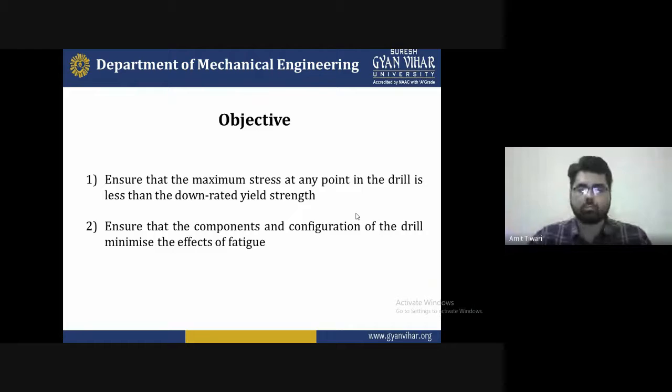The objective of the lecture is to ensure that the maximum stress at any point in the drill is less than the yield strength, and to ensure that the component and the configuration of the drill minimize the effect of fatigue. Today we're discussing how we can keep the stresses at the points of the drill within limits and minimize the effect of fatigue.